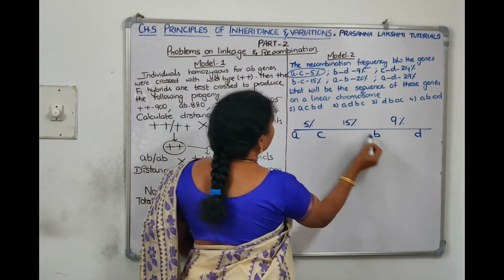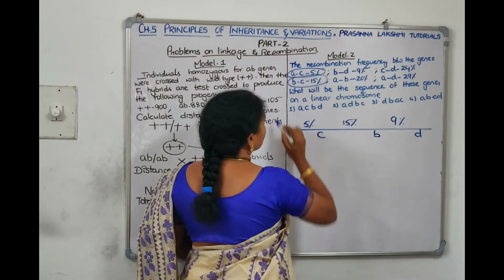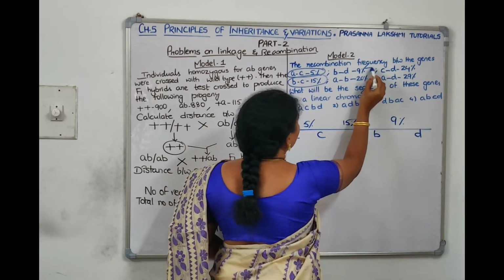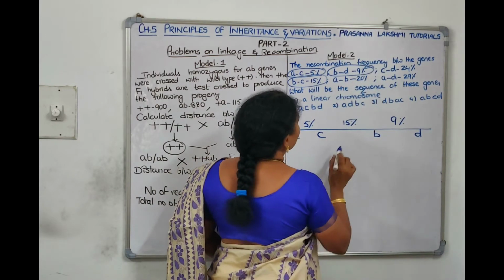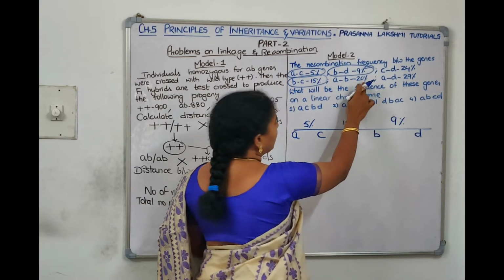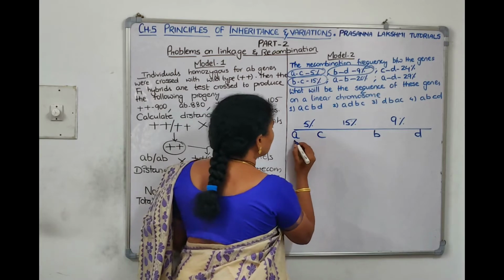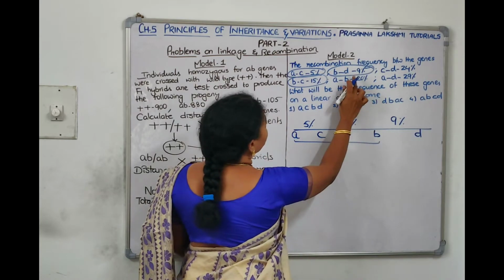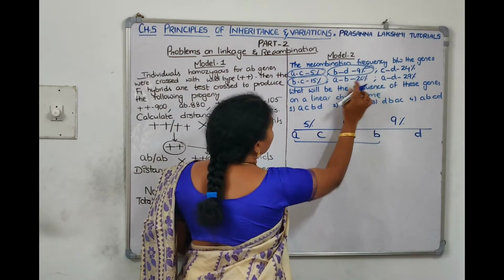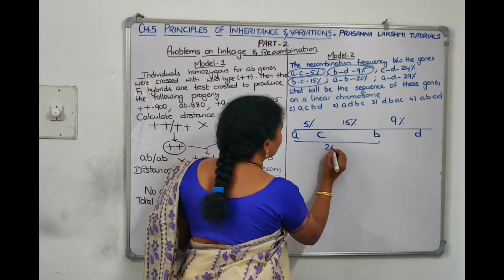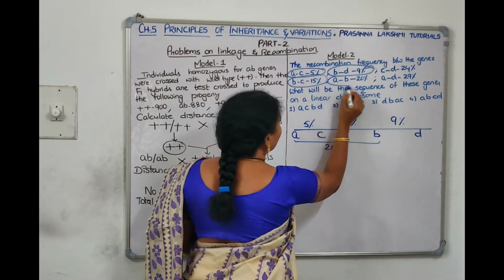B and C separated by 15 map units also be executed. B and D separated by 9 map units also we executed. Now let us see A and B are separated by 20 or not. Here is A and here is B. This is 5 and this is 15. So they're telling A and B are separated by 20 map units. 5 plus 15 is 20 map units. So this also got tallied.